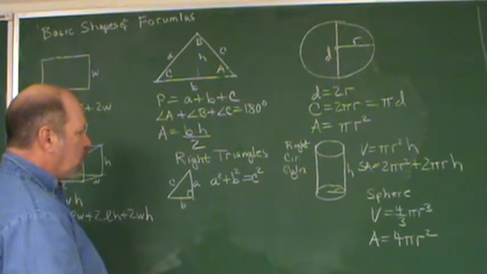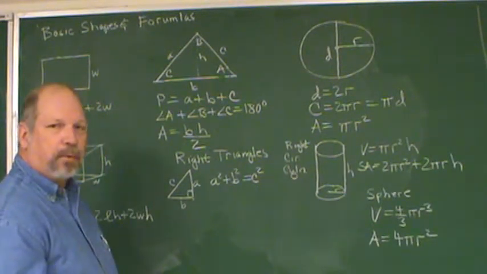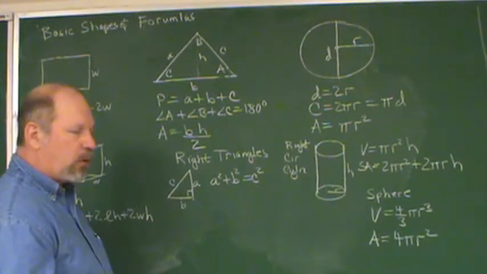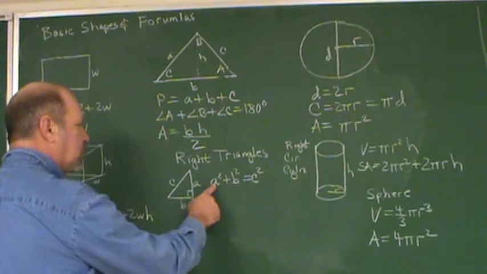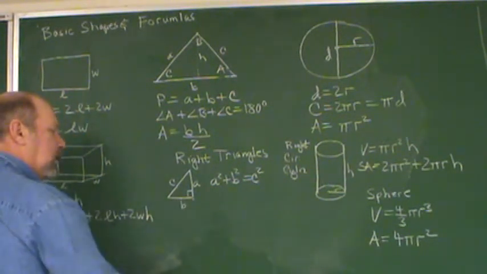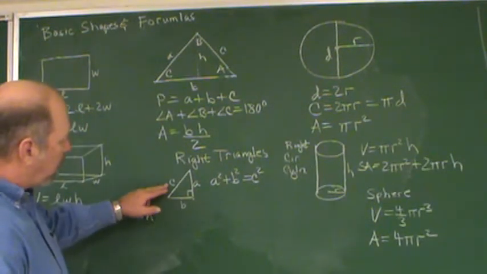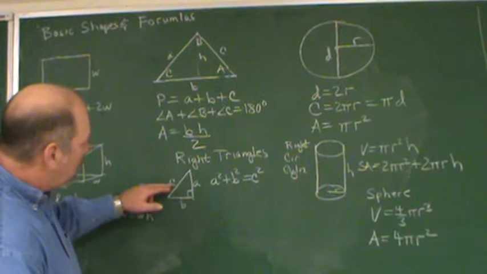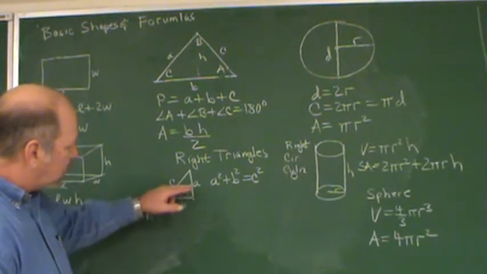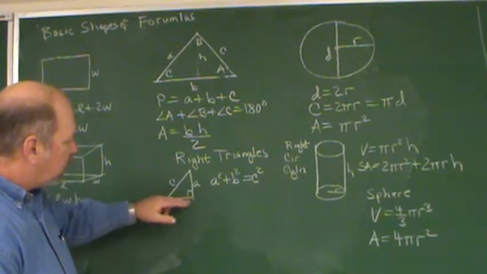Also, if you have right triangles, the main thing that we need to worry about with right triangles in this course is the Pythagorean theorem, which says the sum of the squares of the legs is equal to the square of the hypotenuse. In other words, a squared plus b squared equals c squared. A right triangle means that one of the interior angles is 90 degrees. I also want you to notice that the hypotenuse, the longest side, is the side that's opposite 90 degrees. We say that the legs, a and b, are adjacent because they're next to the 90-degree angle.